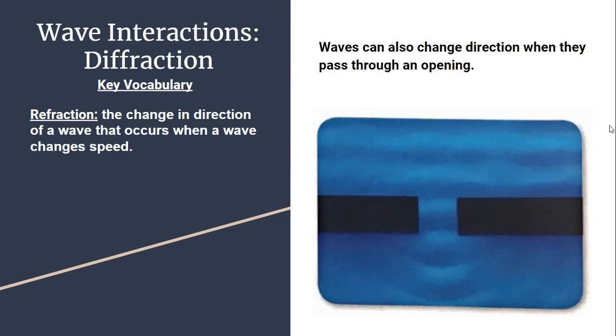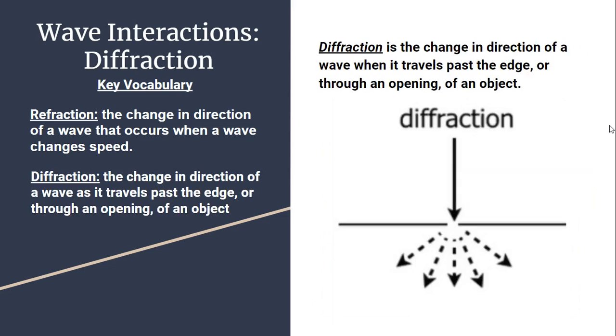That can also occur as they pass through an opening. You can see the waves at the top. They're stopped or absorbed by those rectangular blocks, but parts of that wave continue to travel through the middle of the opening. And then as you look at those waves around the other side, you can see that they're starting to spread out. They're starting to get larger. This change in direction of a wave when it travels past the edge or through an opening is called diffraction.